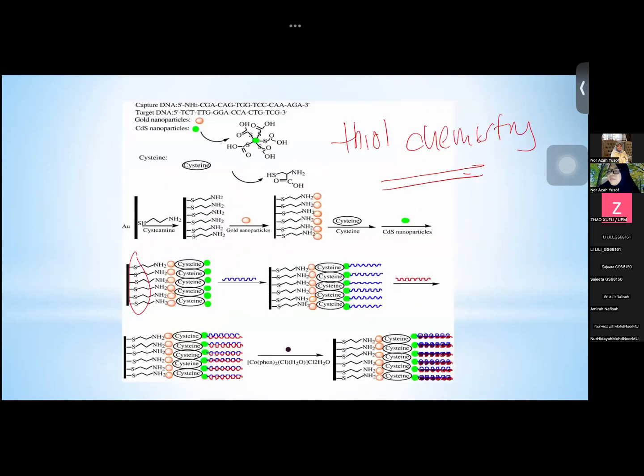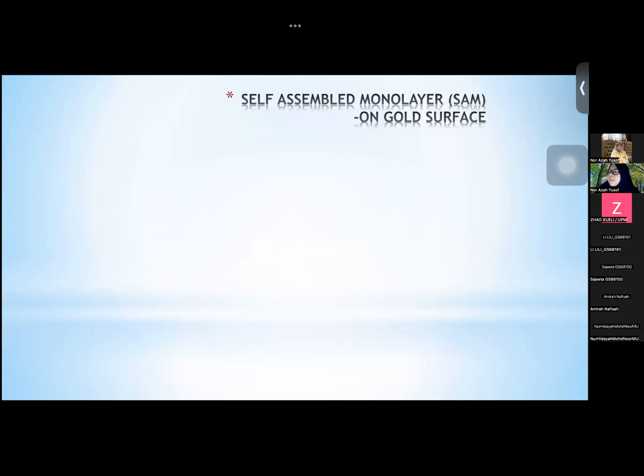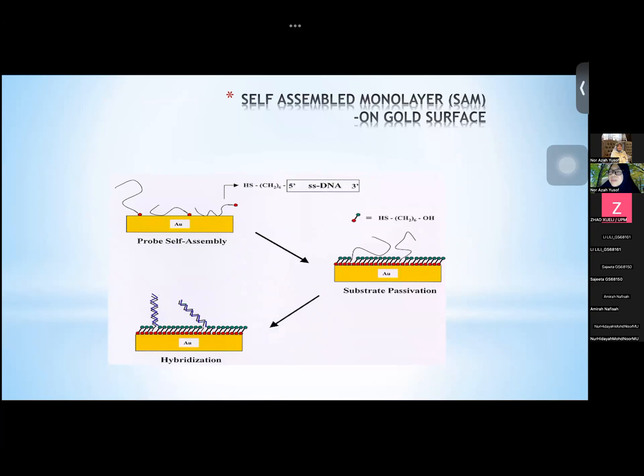Okay. So it depends what kind of chemistry that you want, but you can see that when we talk about thiol chemistry, the material is gold. Why? Because gold, Au, has this affinity towards sulfur, special affinity. So that's why it's easier if you have gold, then you choose thiol chemistry. If you have carbon, you have to do amide chemistry. So that depends, yeah?